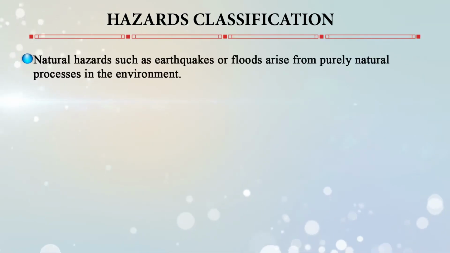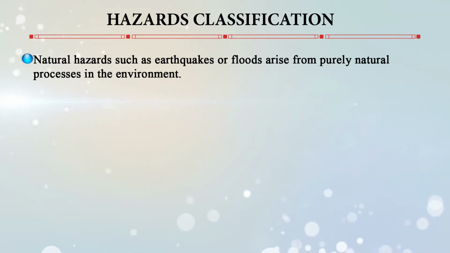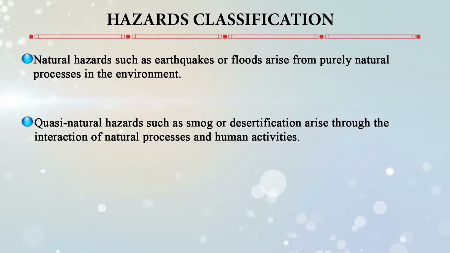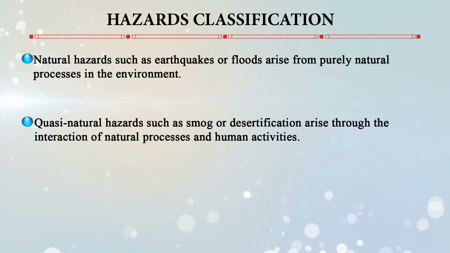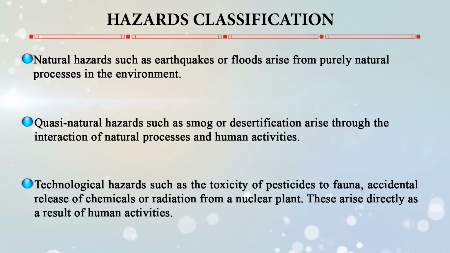We can classify natural hazards. For example, natural hazards such as earthquakes or floods arise from purely natural processes in the environment. There can be quasi-natural hazards such as smog or desertification, and these arise through the interaction of natural processes and human activities. Technological hazards are due to the influence of man. They can be a result of human activities. This may be due to the toxicity of pesticides to fauna and human beings, the accidental release of chemicals or an explosion from a nuclear plant and so on. So they arise directly as a result of human activities.